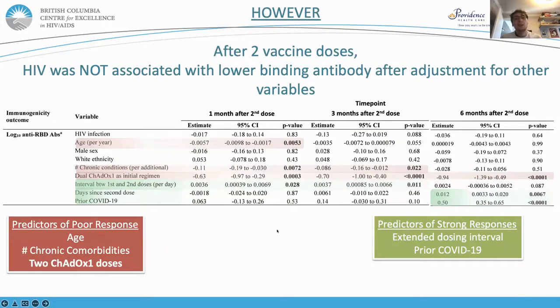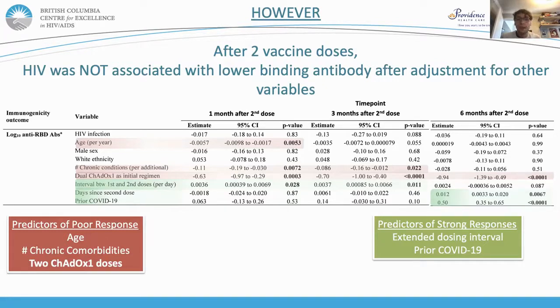However, when you do a multivariable analysis and correct for other factors such as sociodemographic, health and vaccine related things, we actually see that HIV is not correlated with a lower binding antibody level. Instead, we see that other factors play a more important role. For instance, we see that age, number of chronic comorbidities, and having received 2 AstraZeneca doses, for those who received 2 AstraZeneca doses, they had lower responses compared to others.